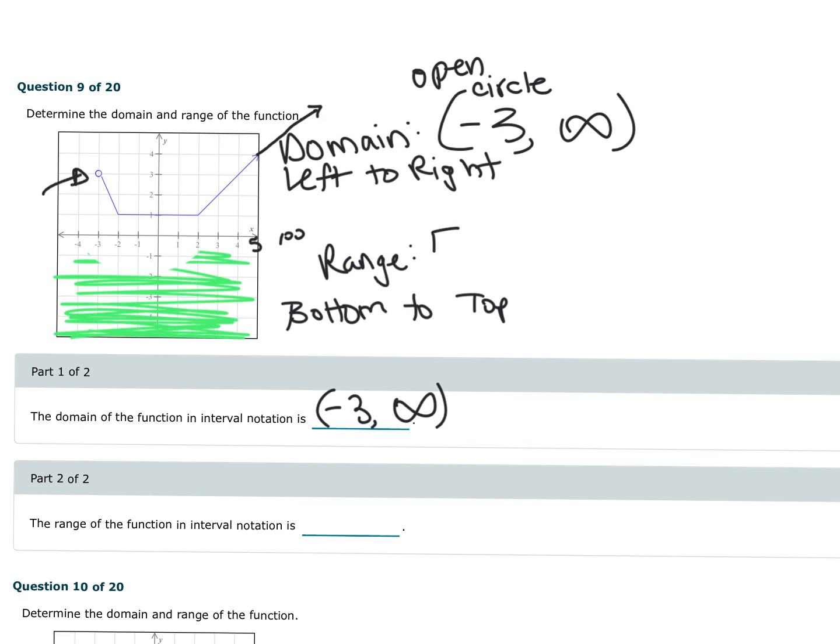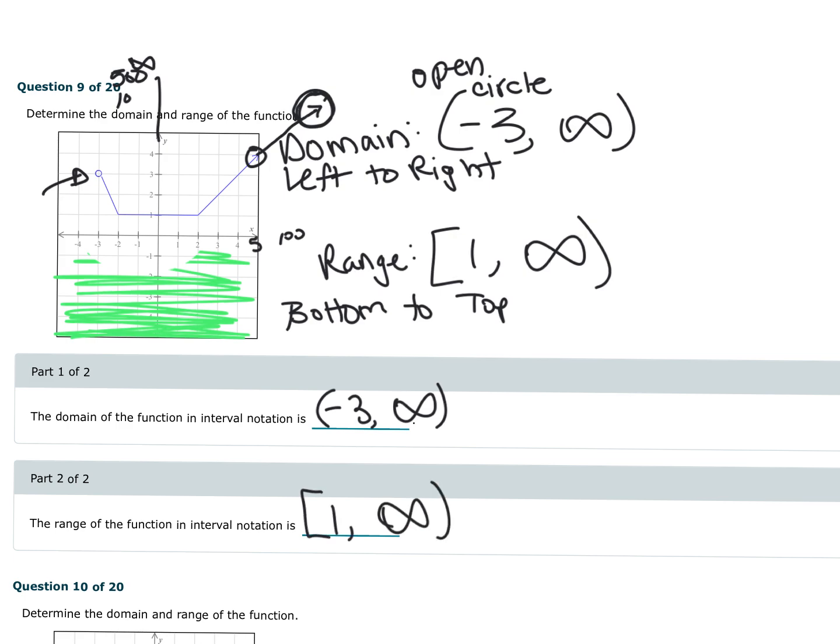So 1 is going to have a bracket, and then how high up does my graph go? Well, this arrow here is going up and to the right. So eventually it's going to hit up like 10 and 500 and eventually infinity. So it goes all the way to infinity. So 1 to infinity.